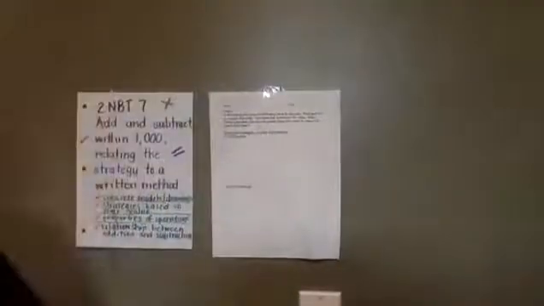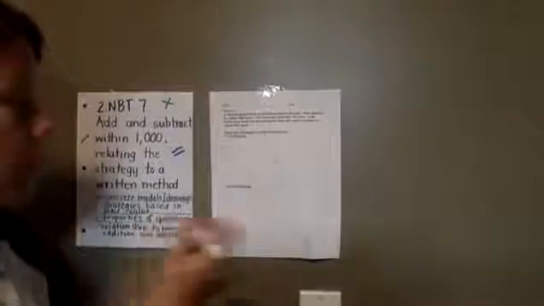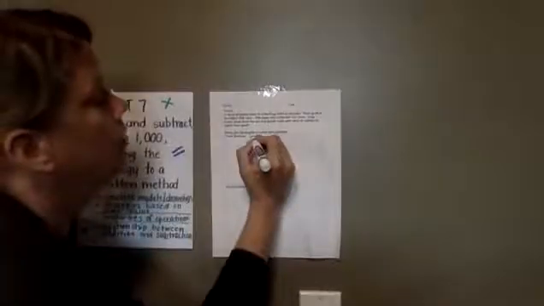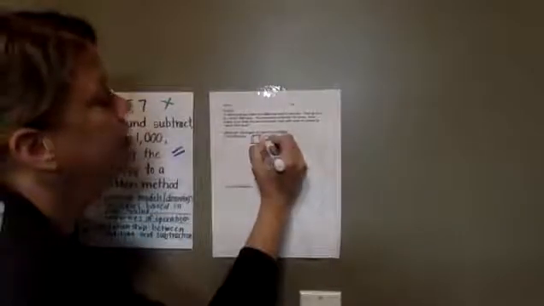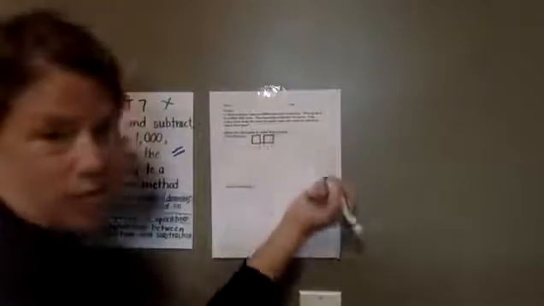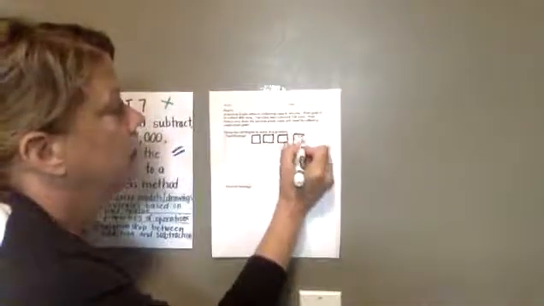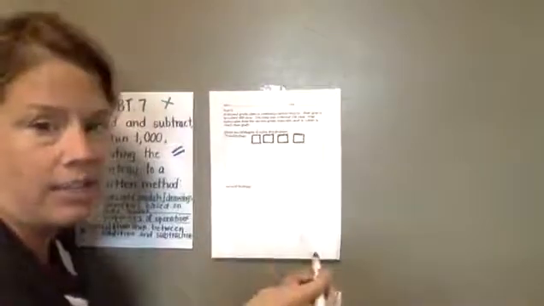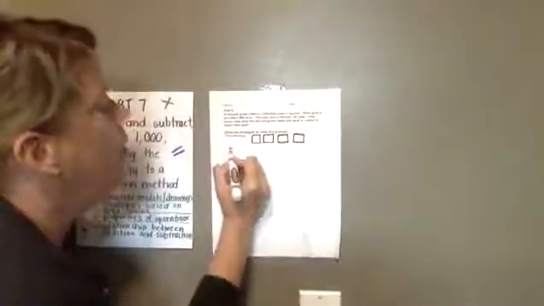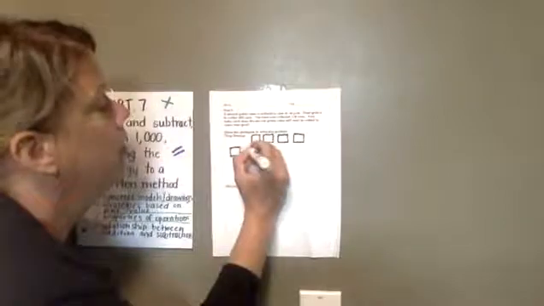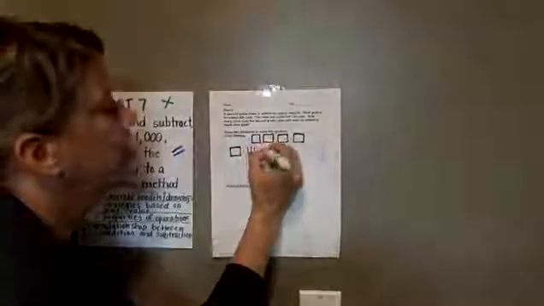Okay, so I want to get to 400. So I'm just going to draw 4 squares. Miss Street hopes you can see my squares. Okay, this is what I want to get to. And I had 134. Can you see that? That's a little bit better.